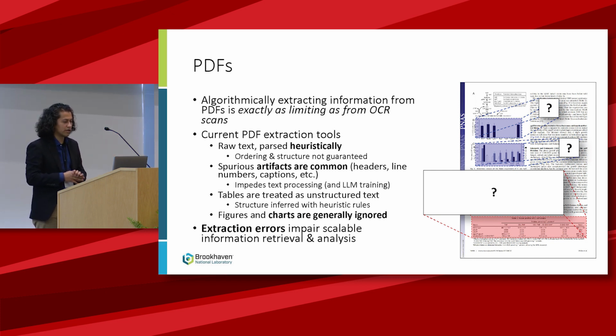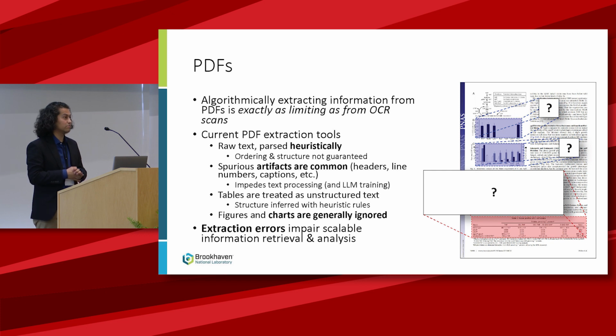The ordering and structure is not guaranteed at all. And you're going to get a lot of artifacts, a lot of errors in your extractions. Headers and line numbers and captions are going to be all mixed together. And if you want to use this information as a canonical resource for information extraction, now you've introduced a lot of errors into your resource.